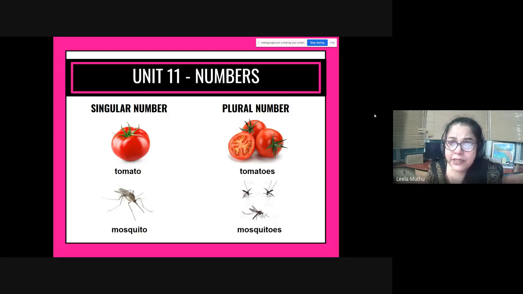So, tomato ends with an O, and most singular nouns which end with an O, to change it into their plural number, we add an ES to the end. So, tomato, tomatoes. Okay? Mosquito, mosquitoes.